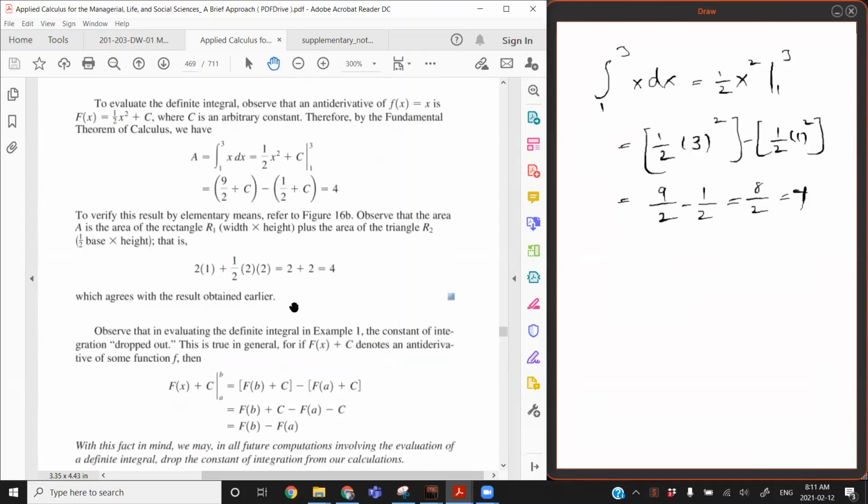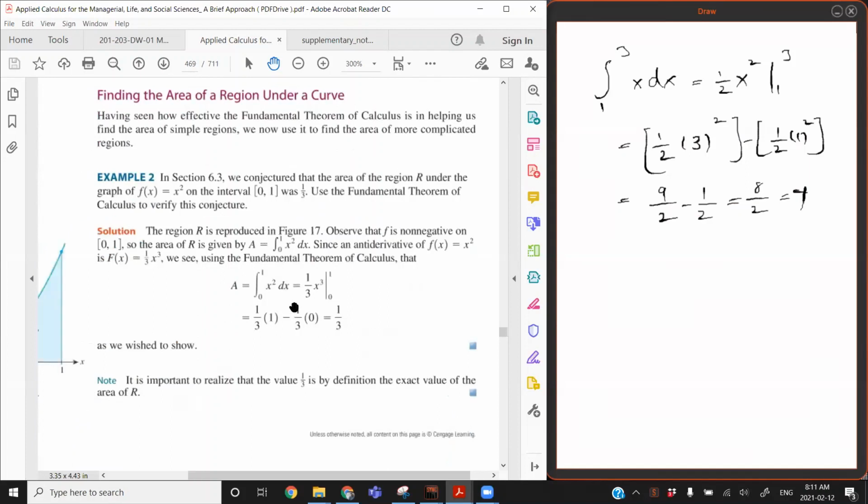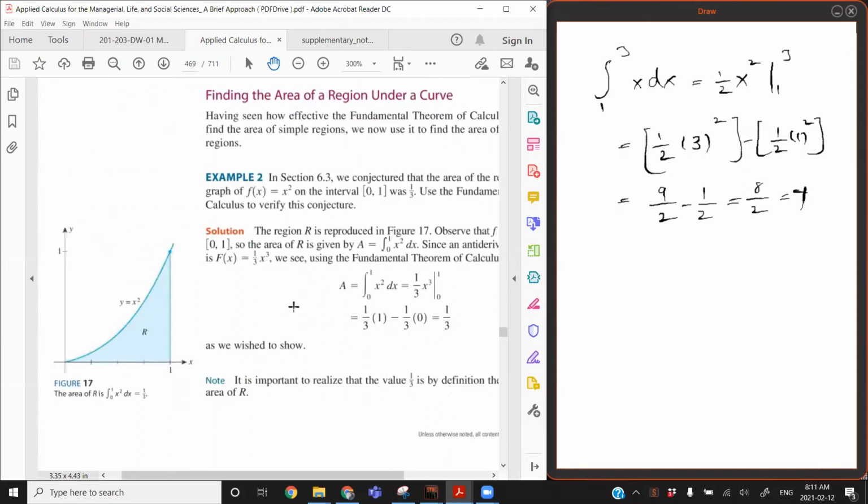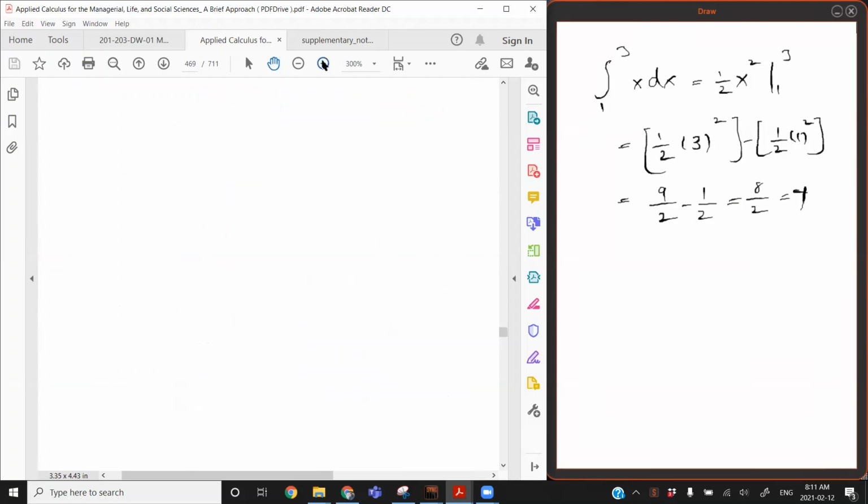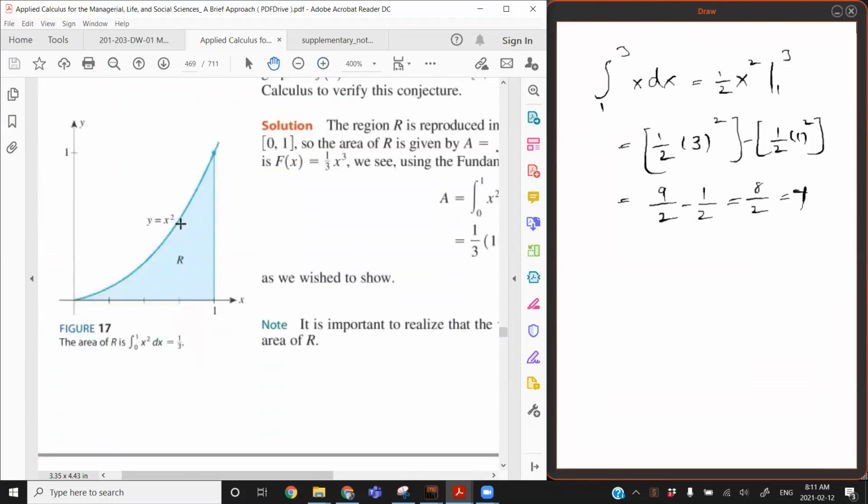Okay, let's do another one. We are trying to find the area of this region, the region R. This is the area under the curve y equals x squared from 0 to 1. So basically, we are looking for the integral from 0 to 1 of x squared dx. I just need to find one antiderivative of x squared: 1 over 3 x to the power of 3, from 0 to 1.